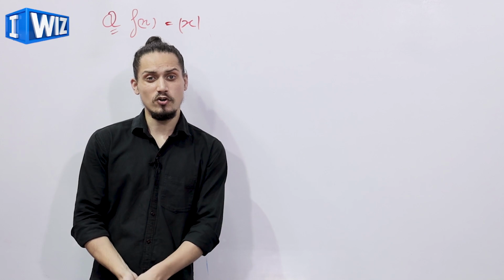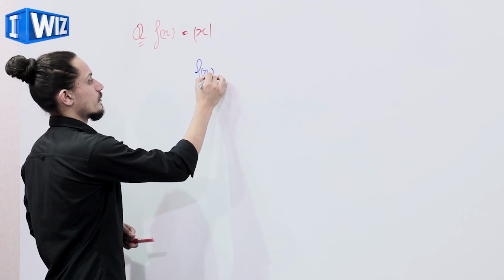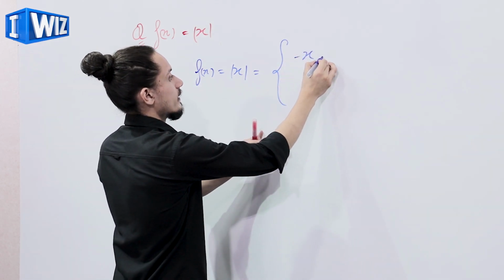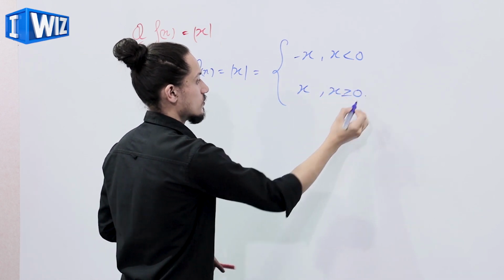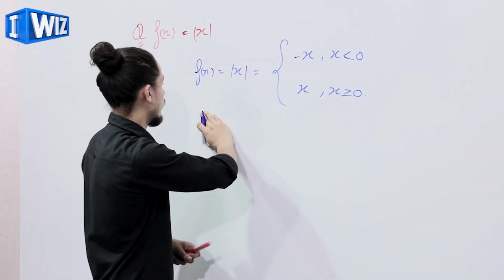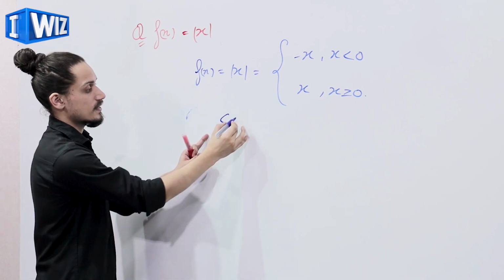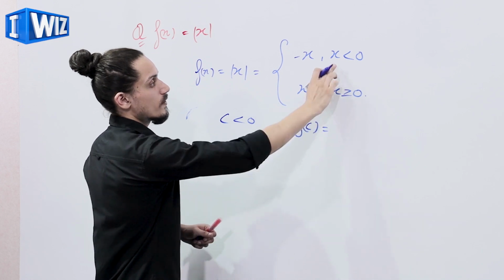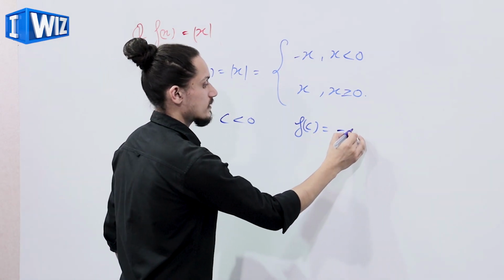Now in this example, we have to check the continuity of f of x is equal to mod x. Now f of x, or mod x, has two values: minus x if x is less than 0, and positive x if x is greater than or equal to 0. This is how the modulus of x works. So we have to check the continuity in two cases. First, say we check its continuity at c which is less than 0. In this case, f of c will be equal to, when x is less than 0, that is c is less than 0, f of c will be equal to minus x, or minus c.